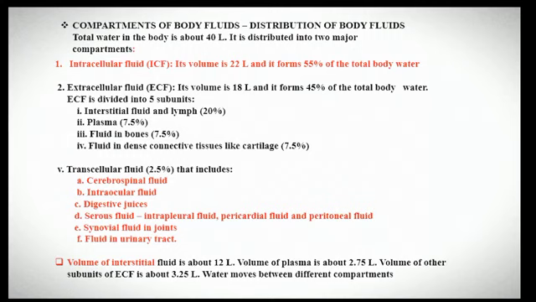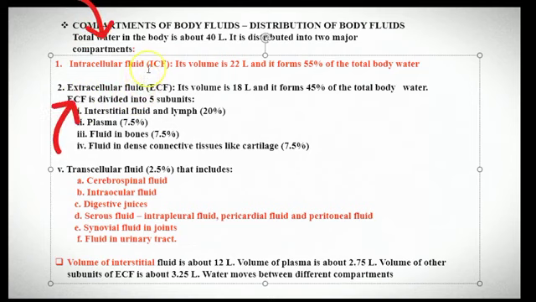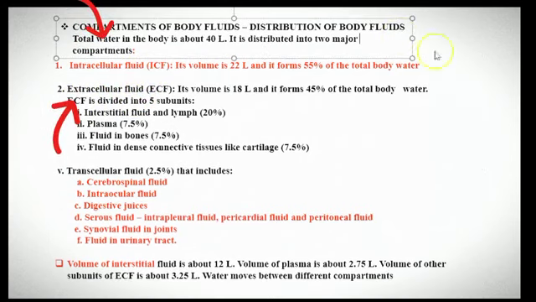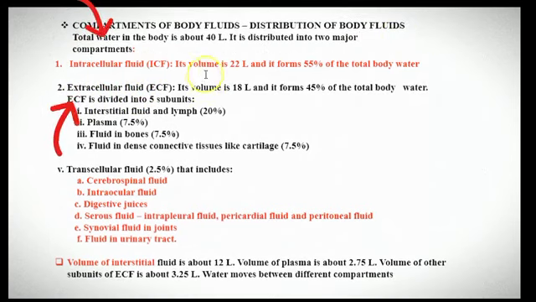How is this 40 to 45 liters distributed? They are distributed into compartments. Listen carefully, because that is where I would like you to answer the question. The distribution is between intracellular fluid and the what? Extracellular fluid. The intracellular fluid is made up of about 35 liters.